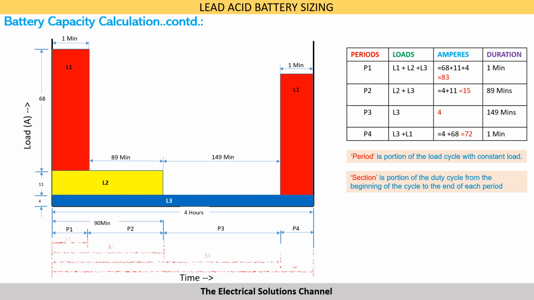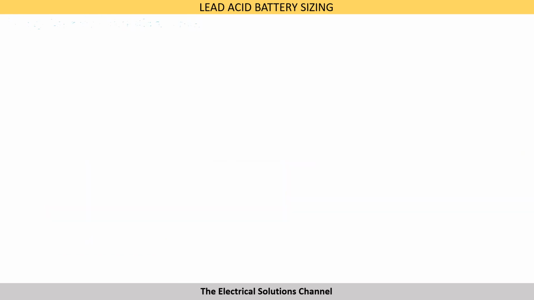IEEE 485 also defines a term called section of a load cycle, where section is a portion of the duty cycle from the beginning of the cycle to the end of each period. Let us now understand the steps of battery ampere hour calculation as per IEEE 485.